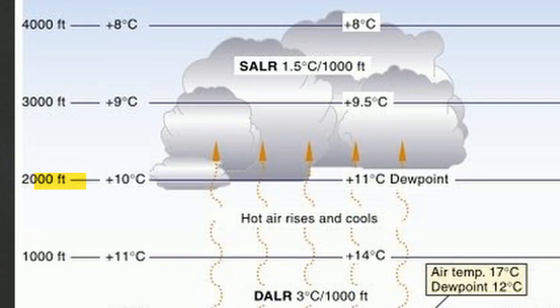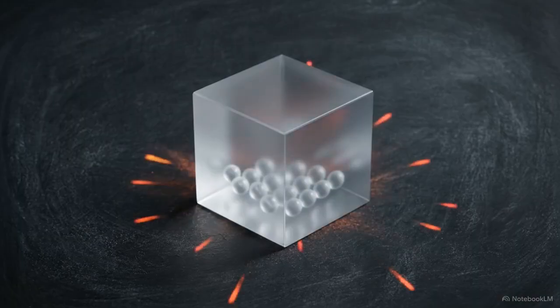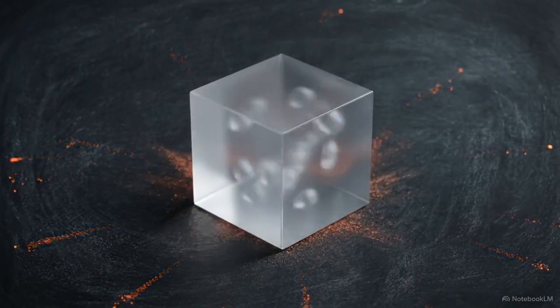At this altitude, both the air temperature and the dew point reach 11 degrees. At this intersection point, relative humidity reaches 100%. The parcel is now saturated, and visible condensation begins. A visible cloud base is the physical manifestation of this exact mathematical convergence. At convergence altitude, a phase change occurs as water vapor transitions into liquid droplets.